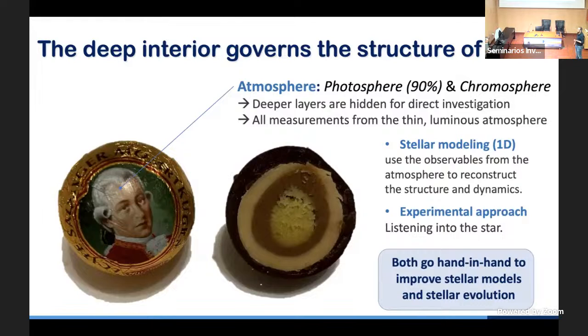We can do that by iterating the differential equations of stellar structure until they fit the surface. That's one way. The other way is that we actually try to measure the structure, which is hidden below the luminous atmosphere. The only way to do that is asteroseismology, by not looking, but listening beneath the layer of the atmosphere.